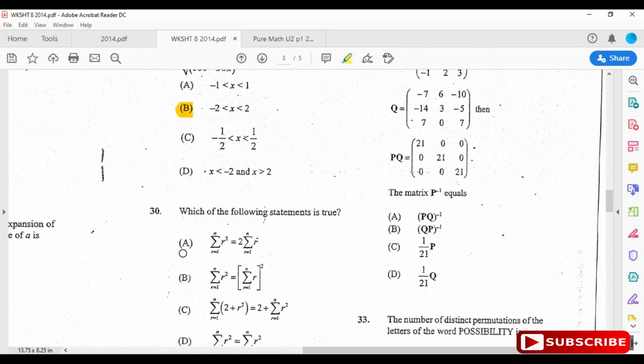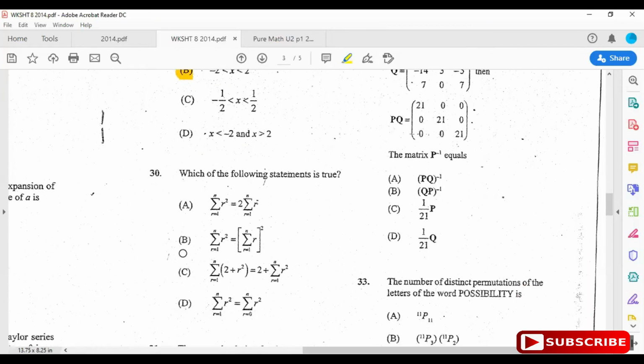All right. Which of the following is true? Just tell me this answer. It's too easy. So the following is true.